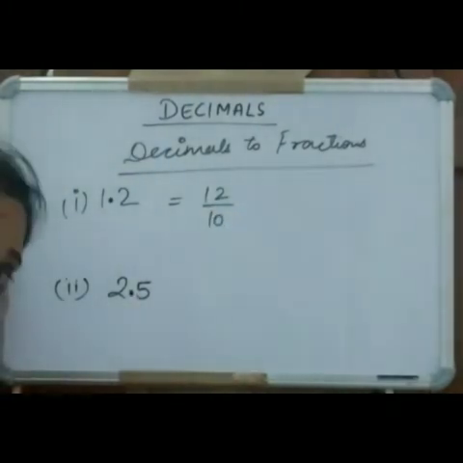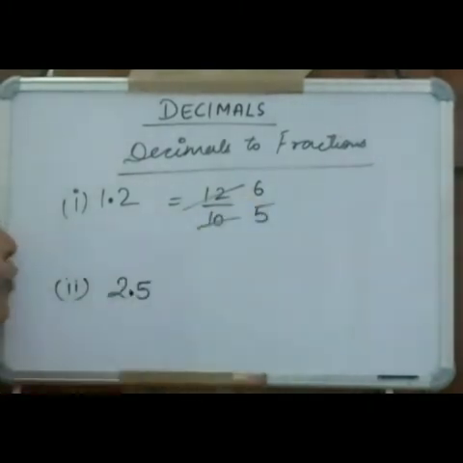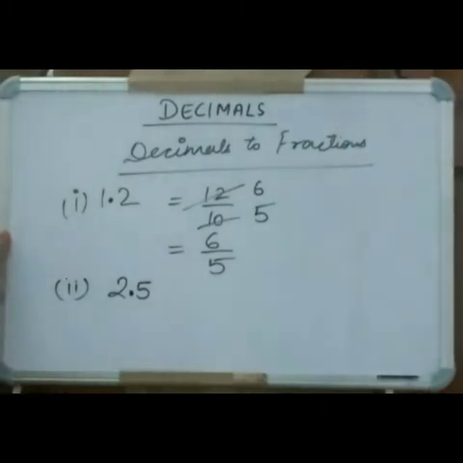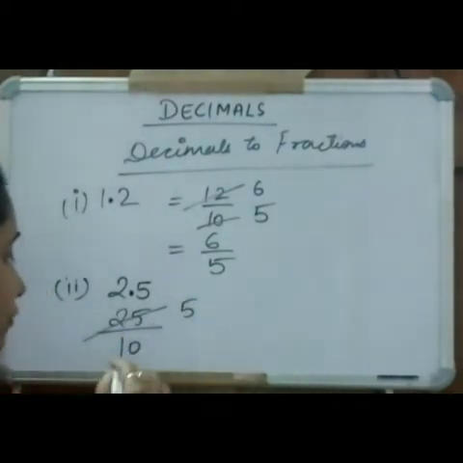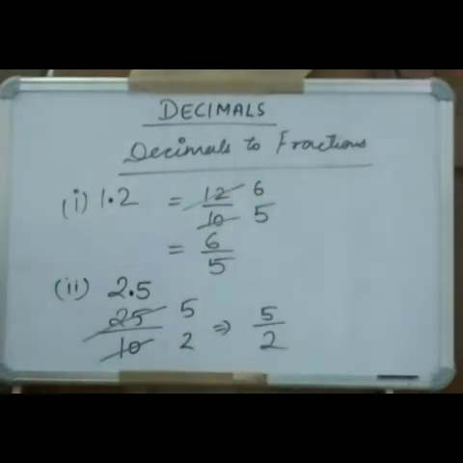This we have done in fractions. So 2 6s are 12, 2 5s are 10. So the fraction is 6 upon 5. Now same here also we will do. Now see here it is 25 upon 10. In place of the point we have put 1, and after the point how many numbers are there? One number is there, we have put one 0. Here also 5 5s are 25 and 5 2s are 10. The fraction is 5 by 2.